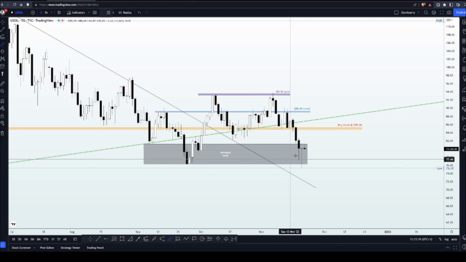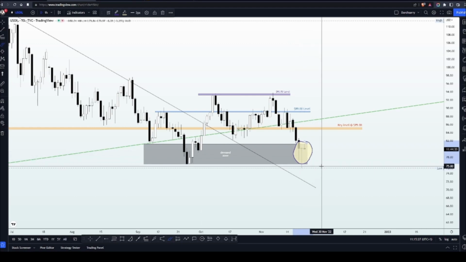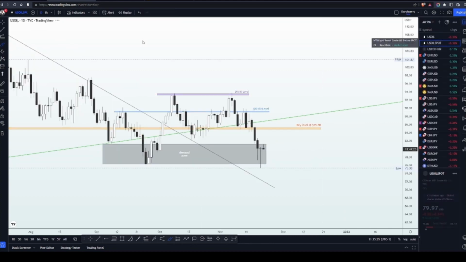So as a result of this, we will be scaling down to the lower time frame so that we can understand what is really going on since the beginning of the week, so that we can make further decisions on the US oil. So scaling down to the 1 hour time frame at this point.